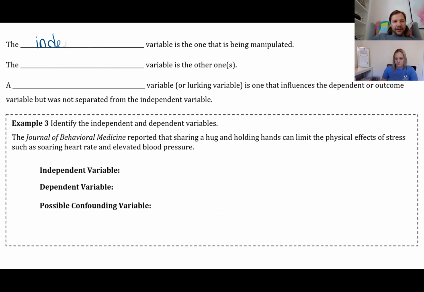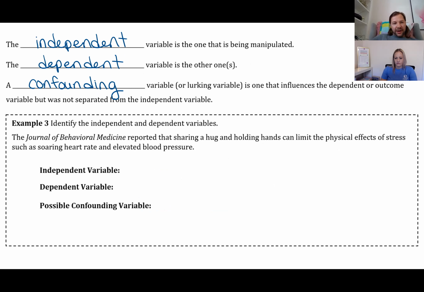The independent variable is the one that is being manipulated, in an experiment. The dependent variable is the other one. A confounding variable or lurking variable is one that influences the dependent or outcome variable, but was not separated from the independent variable. We're not really going to test you on confounding variables. We just want you to know that they exist. They're kind of hard to pin down. But here's an example of where these might show up.